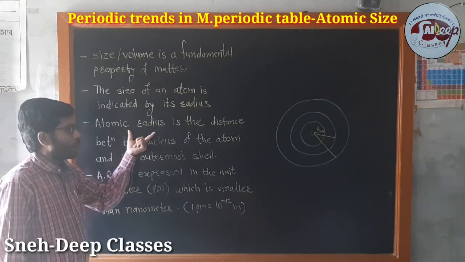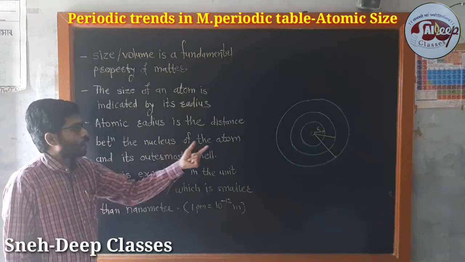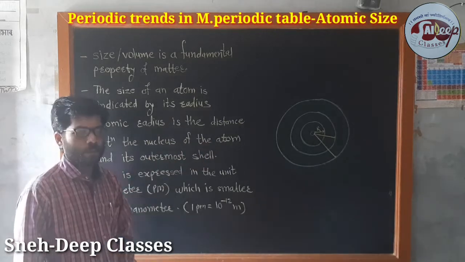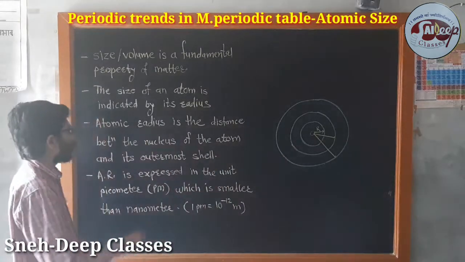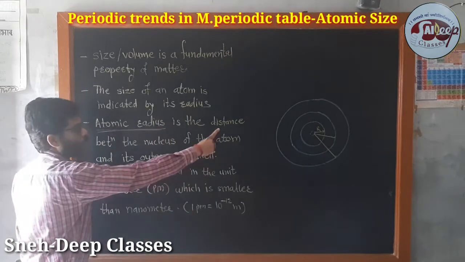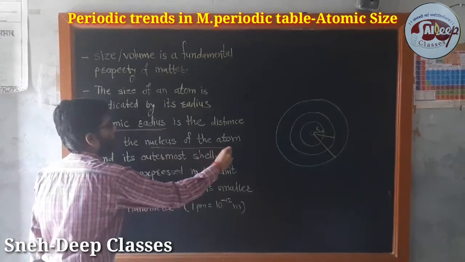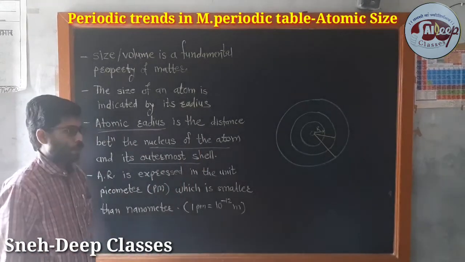Atomic radius is the distance between the nucleus of the atom and its outermost shell. Atomic radius is the distance between the nucleus of the atom and its outermost shell.